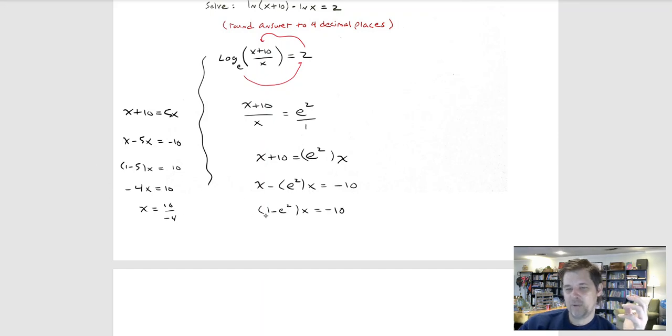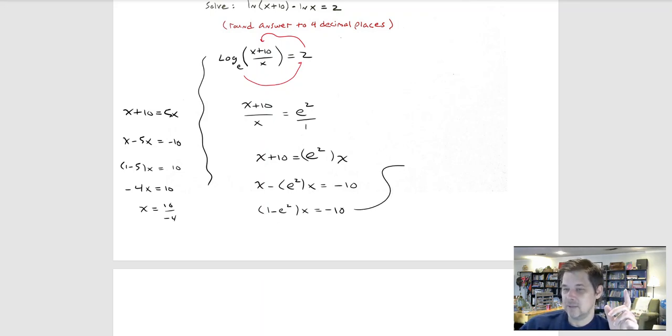I mean, 1 minus e squared, I would need a calculator to tell you what that is. I could roughly tell you what it is off the top of my head, but to really know, I would need a calculator. It's not quite like 1 minus 5. 1 minus 5 is just negative 4. It's a nice round number. Here, this is not a nice round number. I'm going to leave it. I'll round my final answer, though.